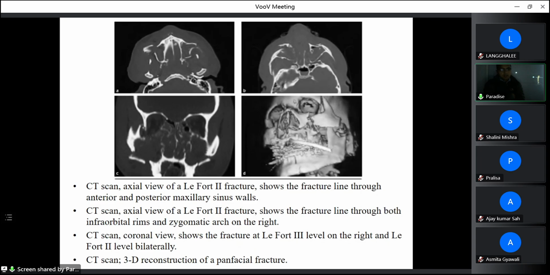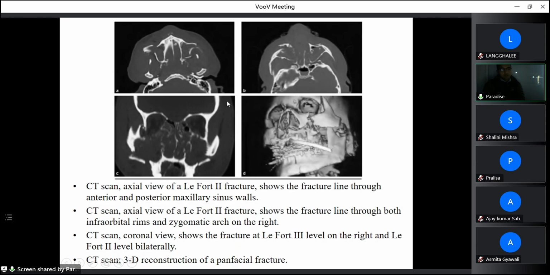Again, in the third figure, there is a CT scan of coronal section. So the fracture is at Le Fort 3 level on the right and Le Fort 2 level bilaterally. This is a CT scan of 3D reconstruction of panfacial fracture. So these are the CT scans of Le Fort fractures.